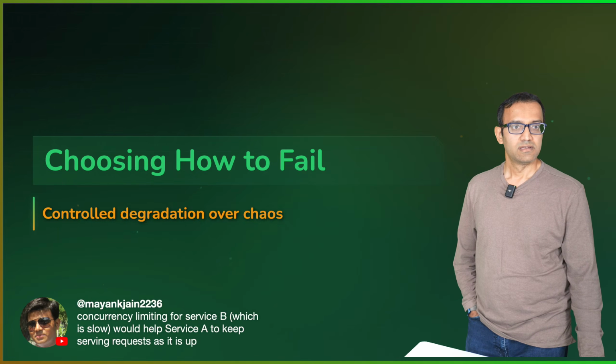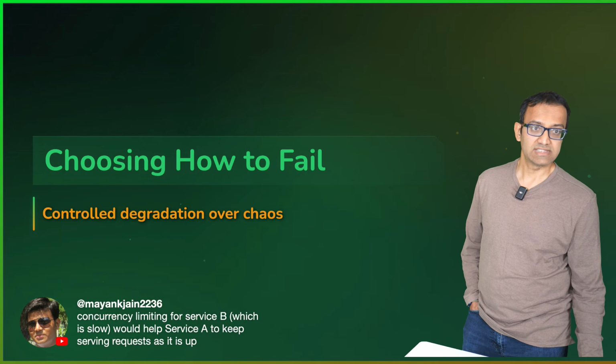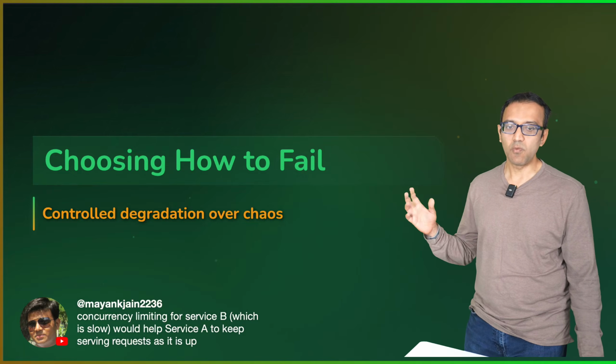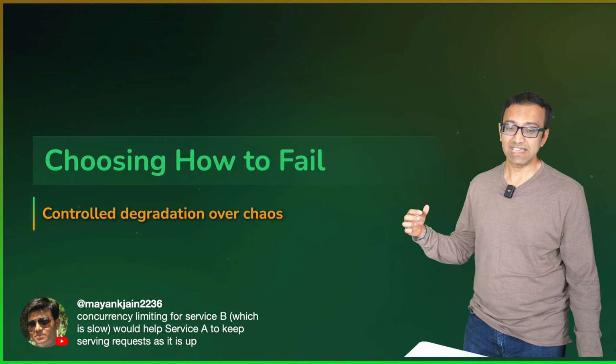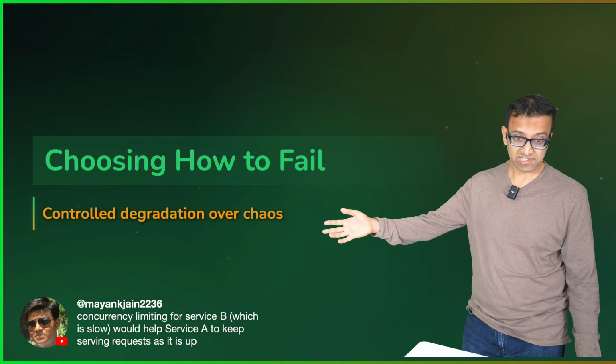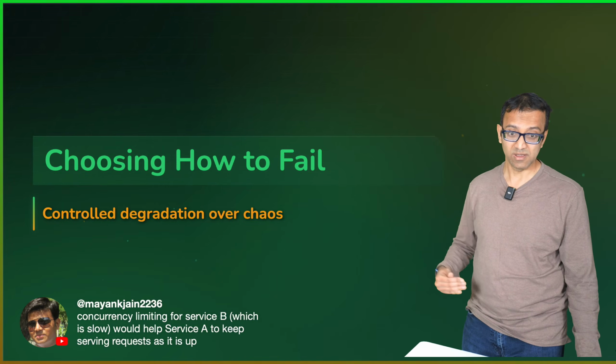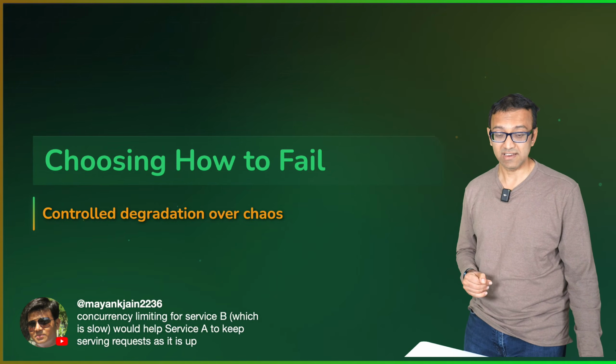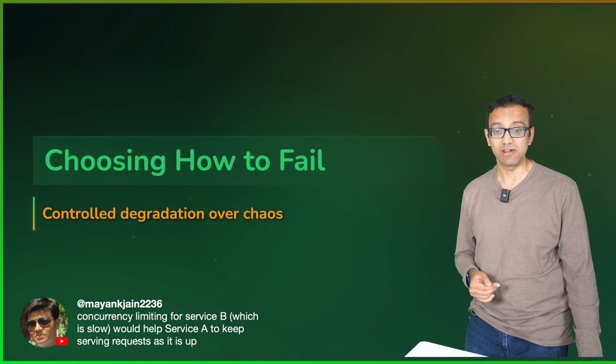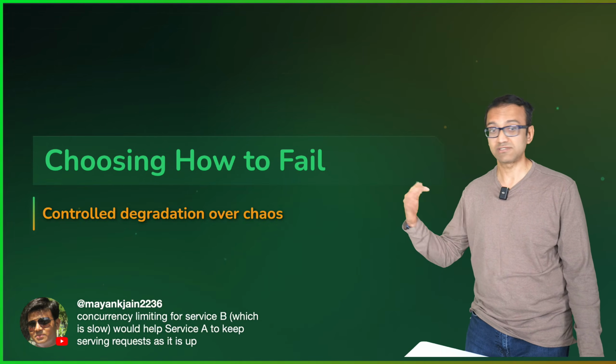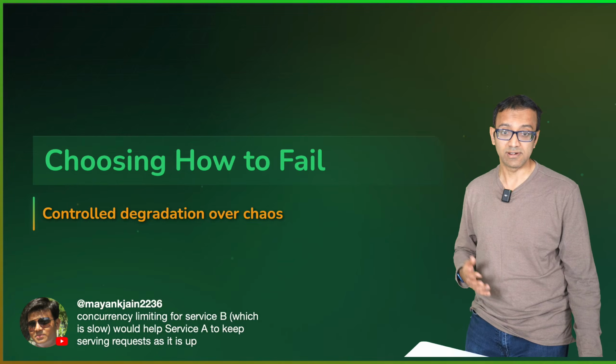All right. Concurrency limiting for service B, which is slow, would help service A to keep serving requests as it is up. Well, it depends on what you're doing with that thing. If service A is holding on to the threads, waiting for service B's count to reduce, then service A is still affected. So that's the decision point I was talking about. You can choose to say, I'm just going to drop threads at a certain point, so you don't wait forever.